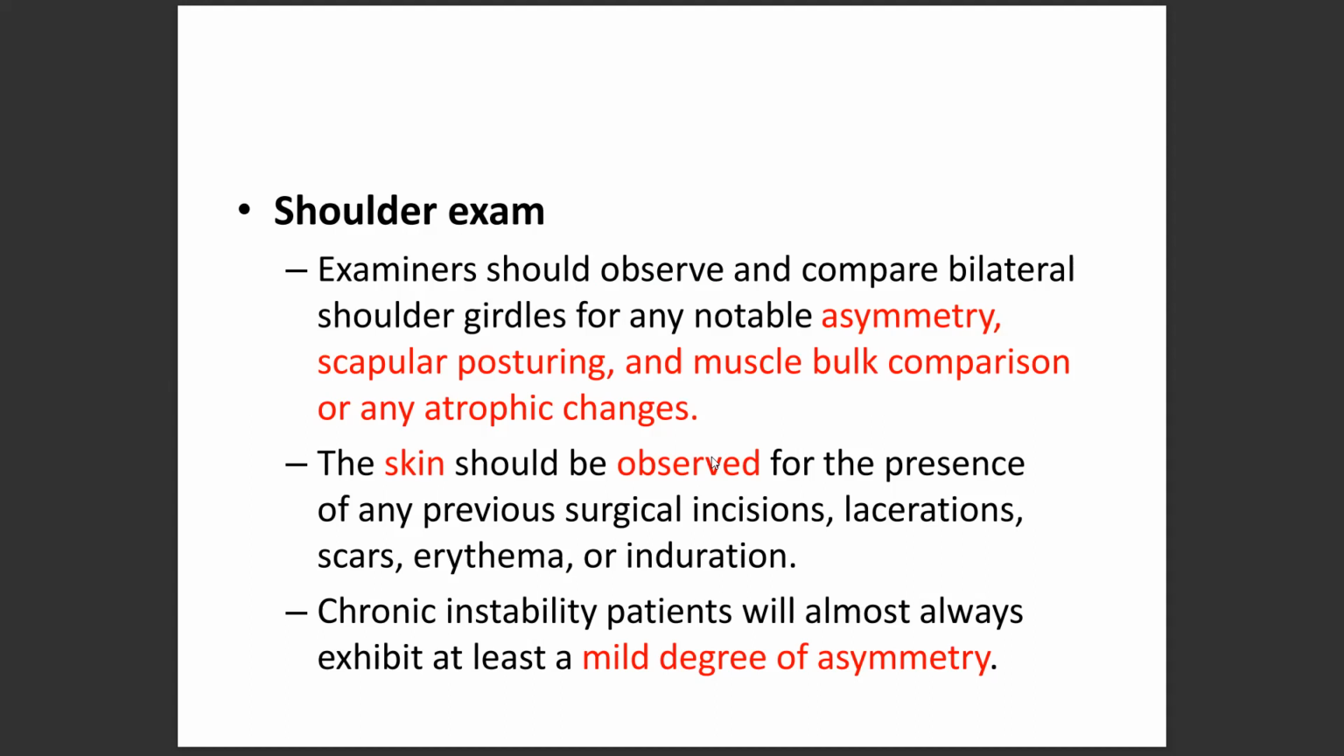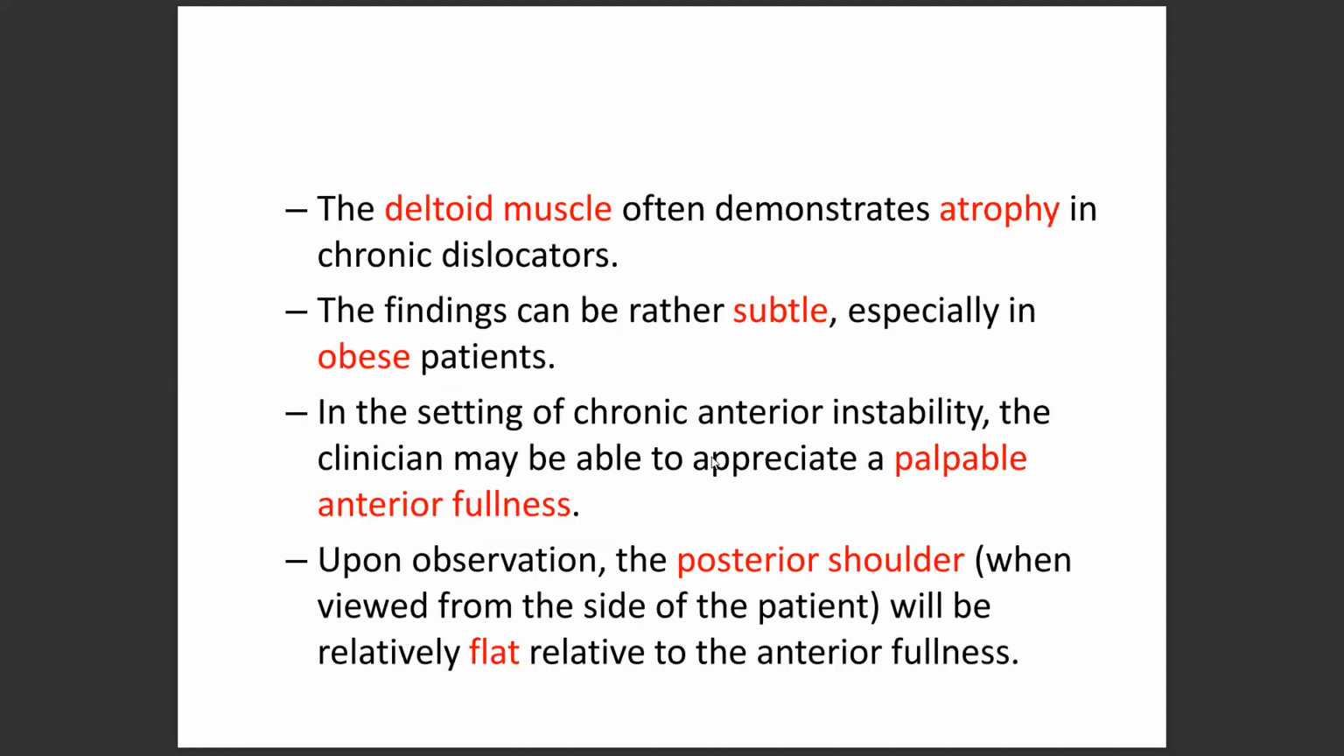A chronic instability patient will almost always exhibit at least a mild degree of asymmetry. The deltoid muscle often demonstrates atrophy in chronic dislocators. The findings can be rather subtle, specifically in obese people. In the setting of chronic anterior instability, the clinician may be able to appreciate a palpable anterior fullness. Now, what does anterior fullness mean? We will discuss it in the upcoming slides.